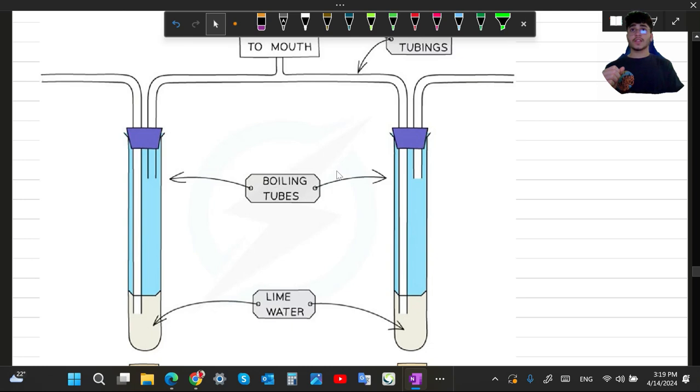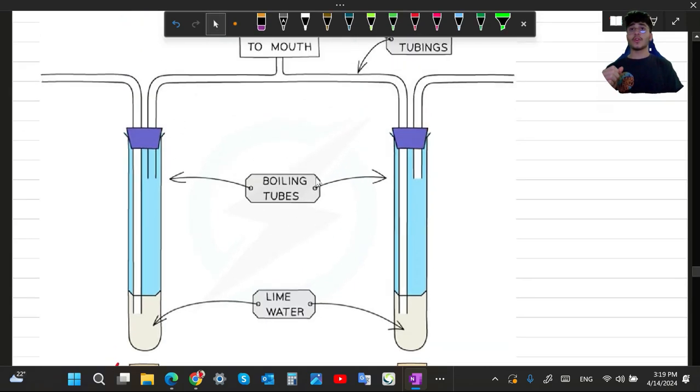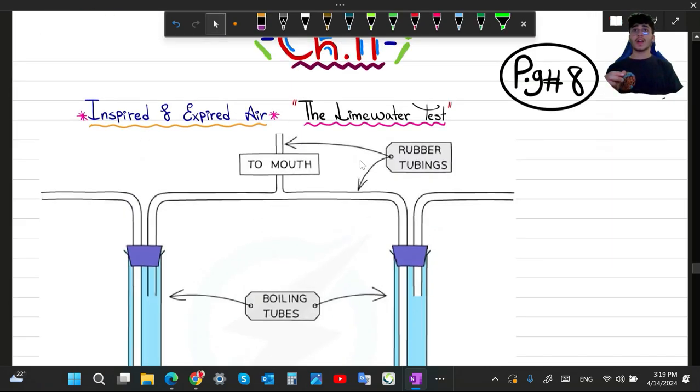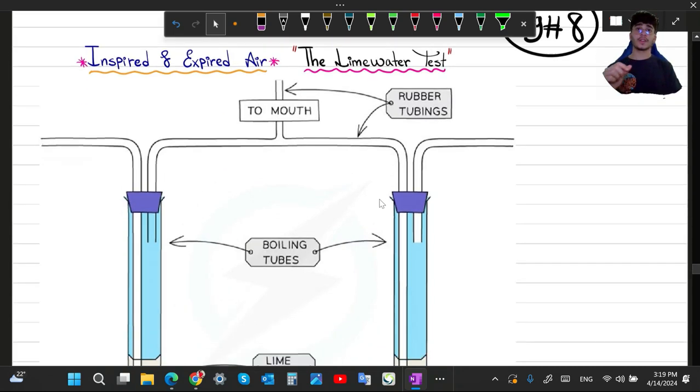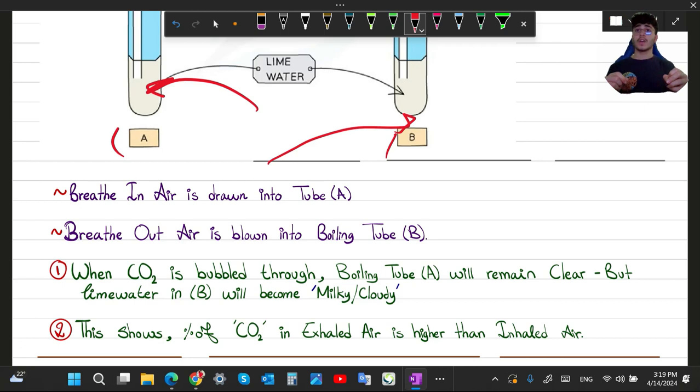So, in this experiment, we have two boiling tubes, boiling tube A and boiling tube B. In both boiling tubes, we place lime water in between, and both boiling tubes are connected to your mouth by rubber tubings. As we breathe in, air is going to be drawn into boiling tube A. As we breathe out, air is going to be drawn into boiling tube B.